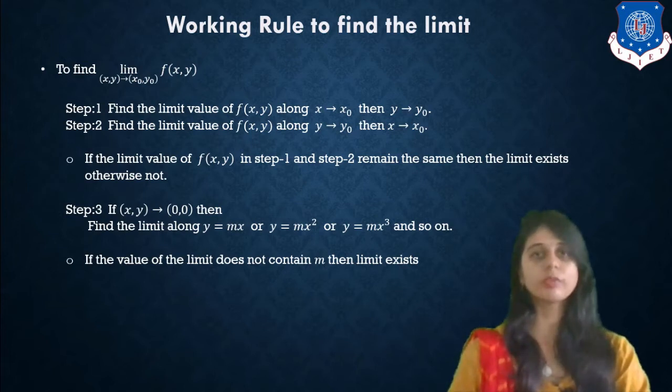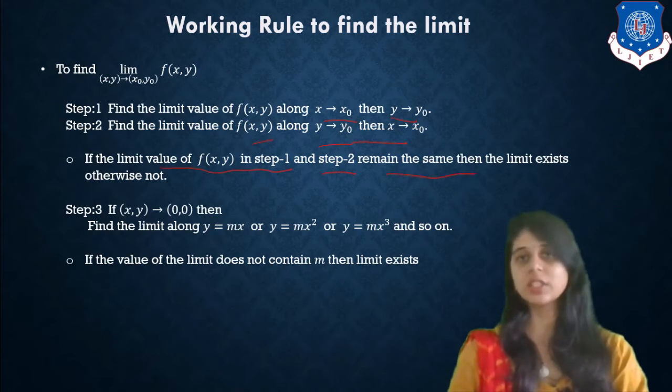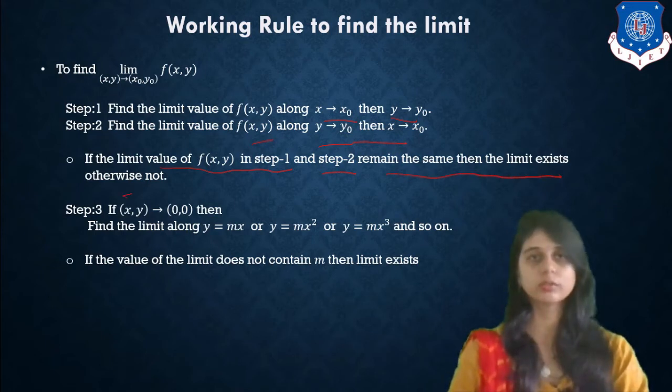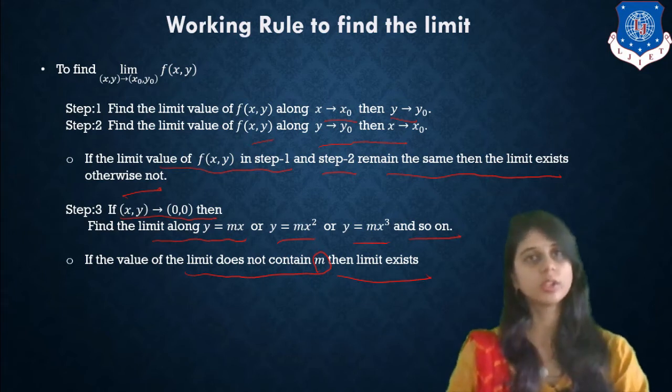Step 1 is to find the value of f of x, y as x tends to x0 and then y tends to y0. Step 2 is to find the limit value of f of x, y as y tends to y0, then x tends to x0. If the limit values in step 1 and step 2 remain the same, then the limit exists, otherwise not. If (x, y) tends to (0, 0), then take the limit along y equal to mx, mx square, mx cube and so on. If the value of the limit does not contain m, then the limit exists. So this is the working rule of the limit.